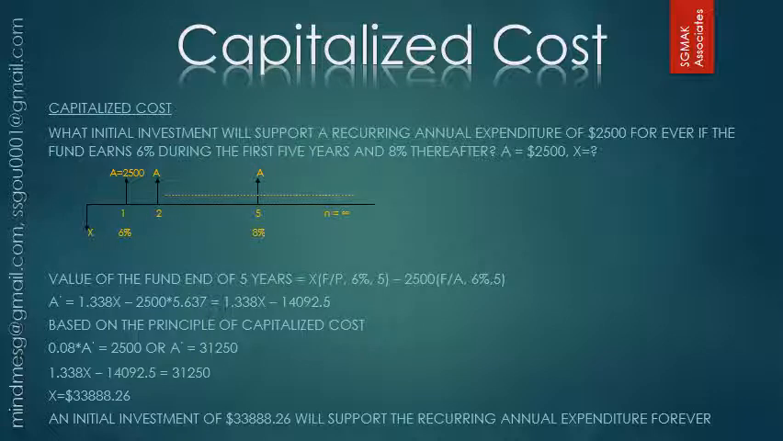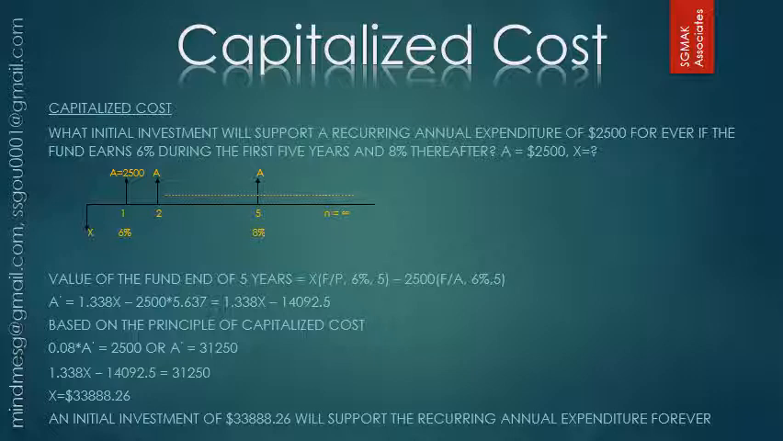I said we have another important concept called capitalized cost. Capitalized cost, the simple meaning is if you have a cash flow that represents cost and that runs forever, a long period of time, what is the equivalent present value of that cost? That's a very simple concept. So you want to fold that into an example. What initial investment will support a recurring annual expenditure of $2,500 forever? The keyword in a capitalized cost problem is the term forever. So your planning horizon is infinite.